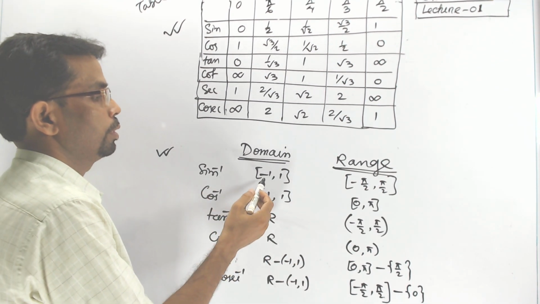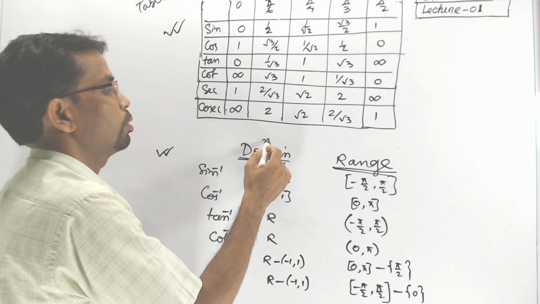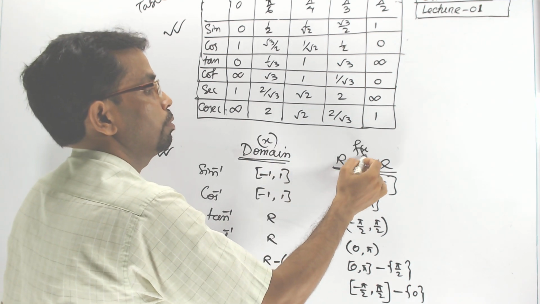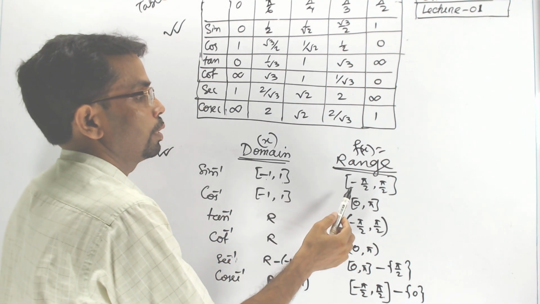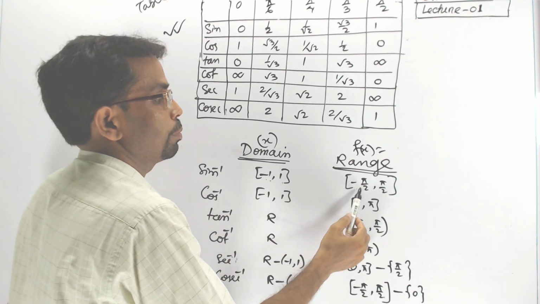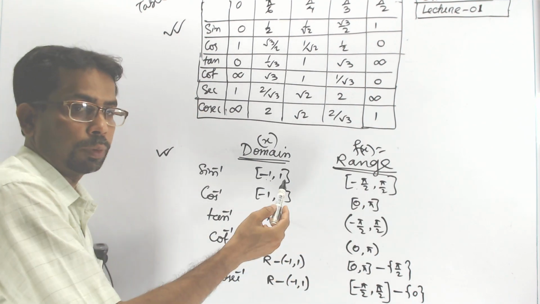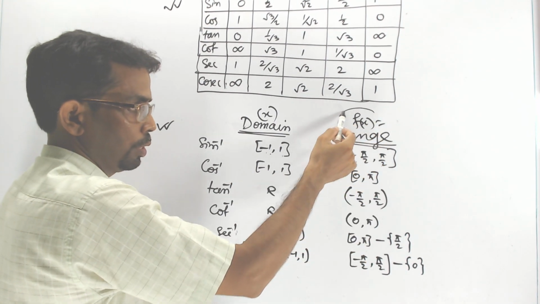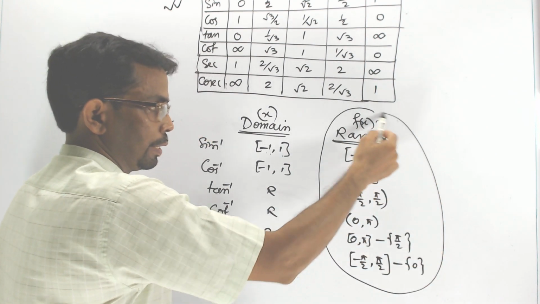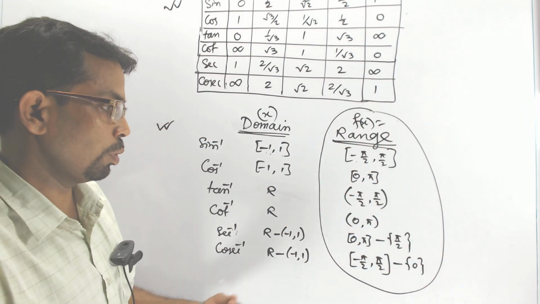Sine inverse, domain is -1 to +1. Domain means values of x and range means values of the function f(x). For sine inverse, domain is -1 to +1, and range is -π/2 to +π/2, closed interval. You have to memorize this domain and range for inverse functions. Mainly we need to know the range, and no need to memorize blindly.